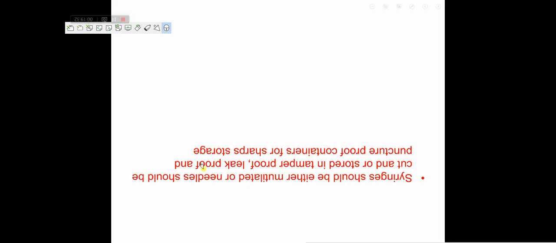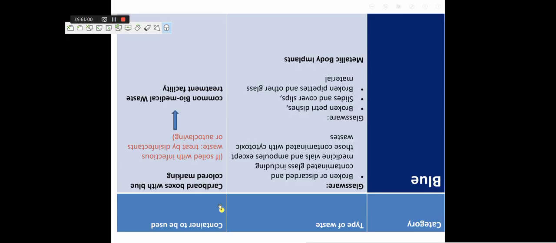The syringe should be either mutilated or needles should be cut, or stored in tamper proof, leak proof and puncture proof containers for sharp storage. And why are we doing this? Because if someone touches it, it is harmful for them, right? They can have some injuries from that. That is why we are doing it like this.